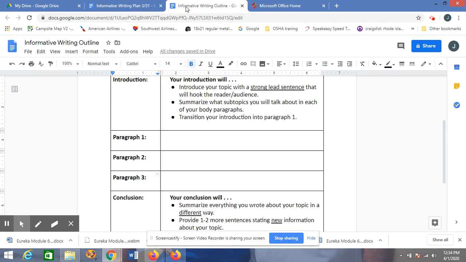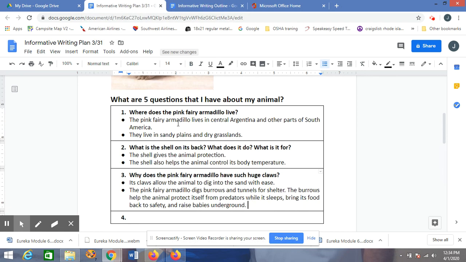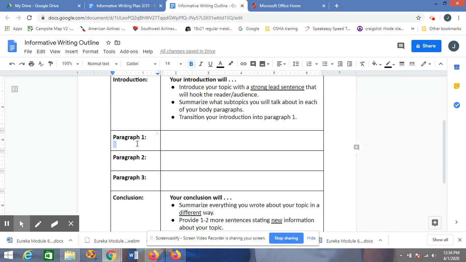So here's what I would do. I'm looking at my information, and where does the pink fairy armadillo live? I imagine this is going to be a big category for everyone. So it makes sense to me that this could be a whole paragraph about where my animal's from, where it lives. So under paragraph 1, I'm going to put the title of my subtopic, so I know what types of information are going to go here.